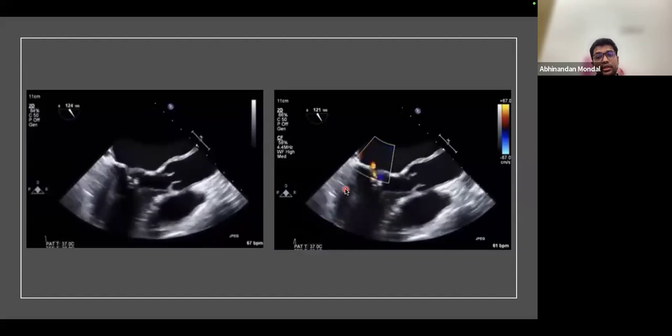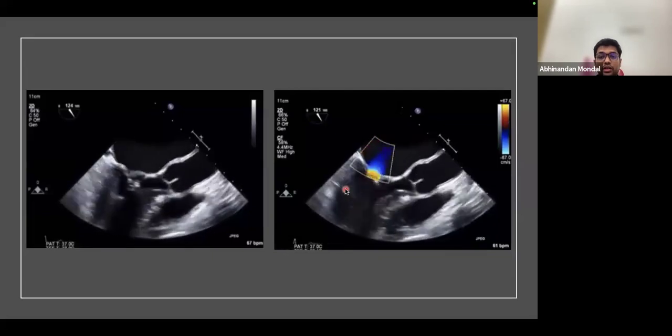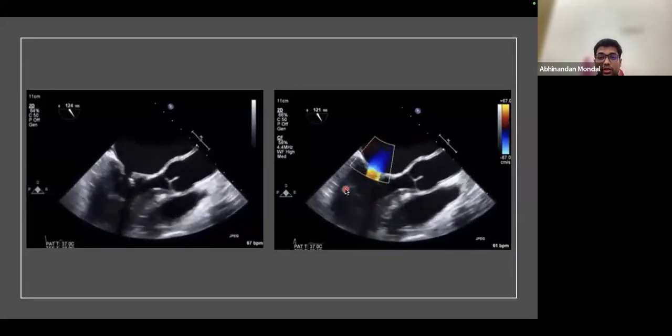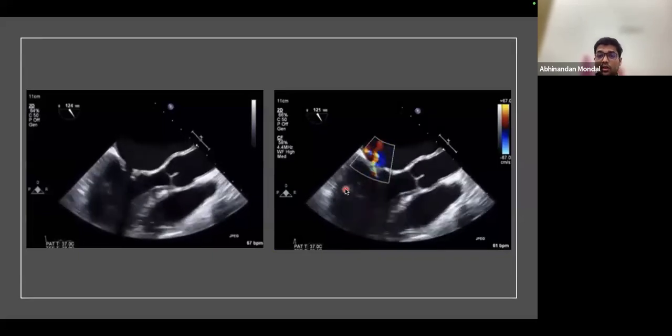Now can you appreciate the movement? It has decreased. It is a decreased movement. So that means it is a Carpentier type 3 you're dealing with. You put color Doppler, you can see there is a flow acceleration, and there is a flow acceleration both during systole and diastole. The patient is also having both MS and MR. That is the basic thing you can tell over this.